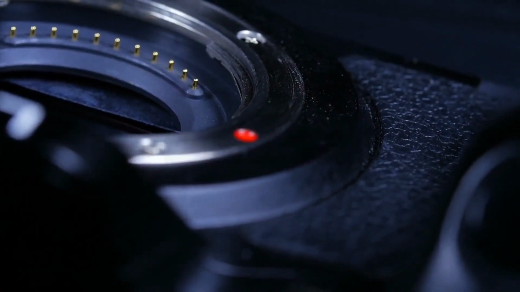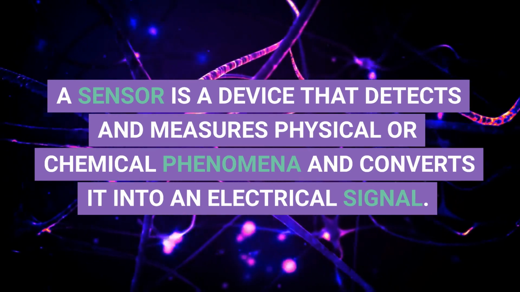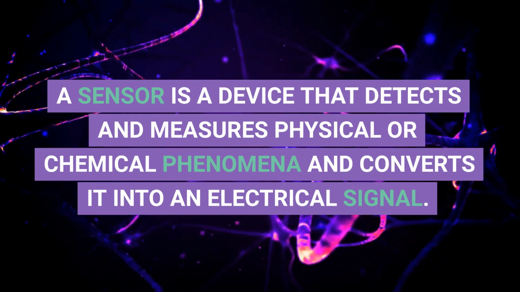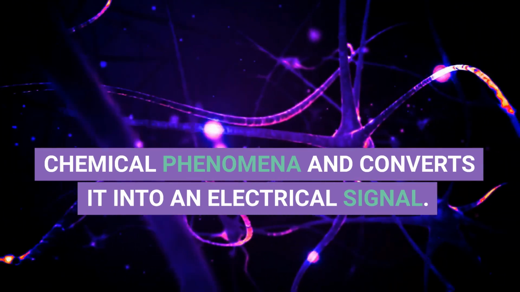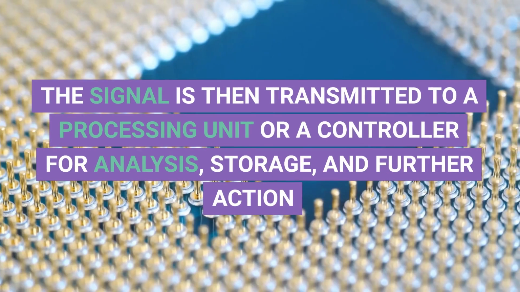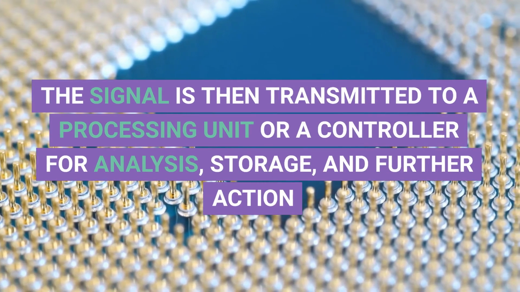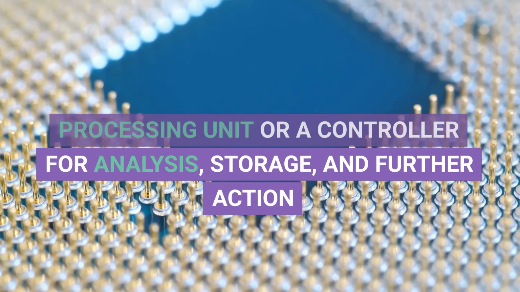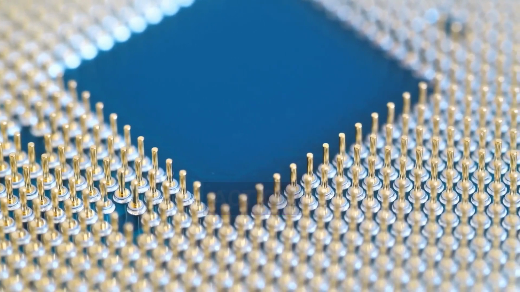Define sensor. A sensor is a device that detects and measures physical or chemical phenomena and converts it into an electrical signal. The signal is then transmitted to a processing unit or a controller for analysis, storage, and further action.